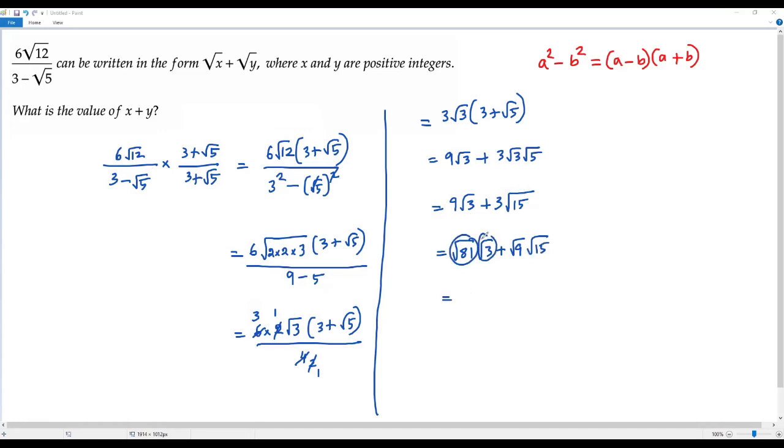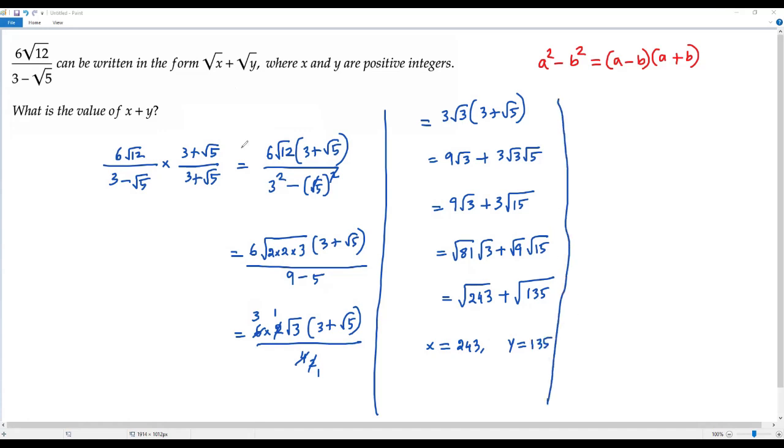Here we multiply two square roots. We can take a square root in common. Let's multiply the numbers inside the square root. 81 times 3 is 243, plus the same thing we can do over here. We can take the square root in common. 9 times 15 is 135. Okay, I have written the given number in this form, square root of x plus square root of y. So when I compare, in the place of x we have 243. Let me write x equals 243. In the place of y, we have 135, y equals 135.